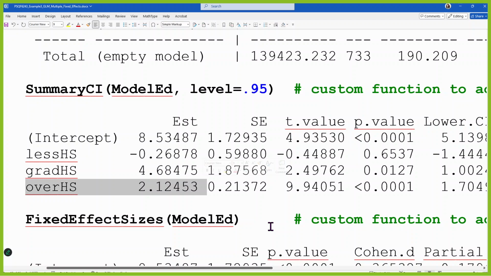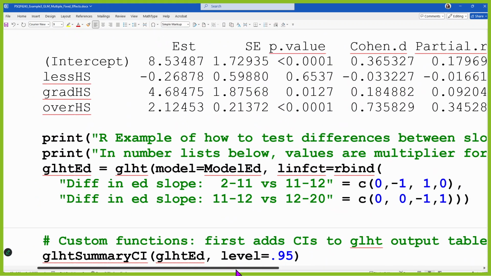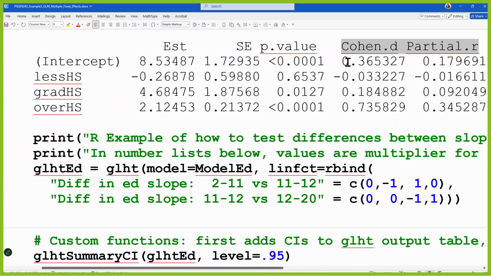It goes up, but $2,000 per year of education, then that one is significantly different than 0. Yep. Effect sizes. I added a function that takes that set of results and adds effect sizes to it. So this would be something you could put in a table. So in Cohen's d units, those are standardized mean differences.